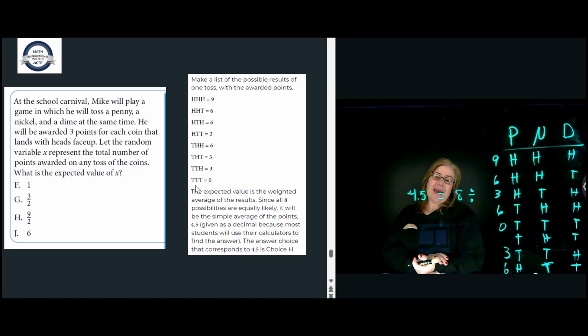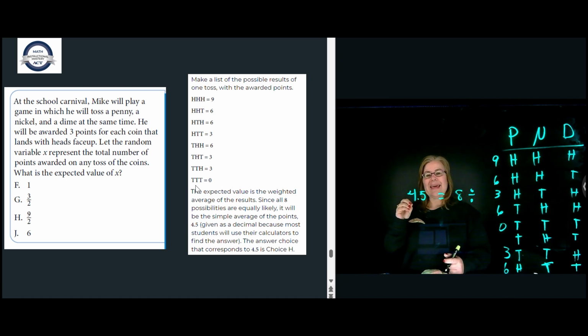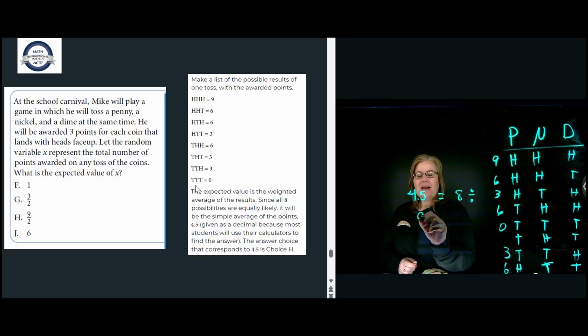Now, obviously my answer choice is not 4.5, but I do have fractions. So I can plug these fractions into my calculator and see which of them equals that 4.5. So go ahead and do that now. Let's see what we got. Exactly. 9 over 2 equals 4.5.